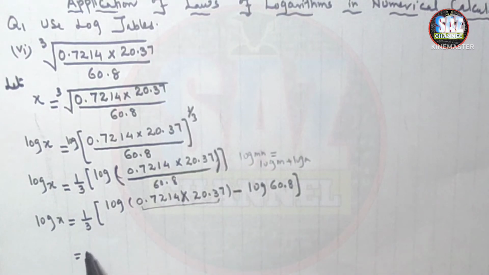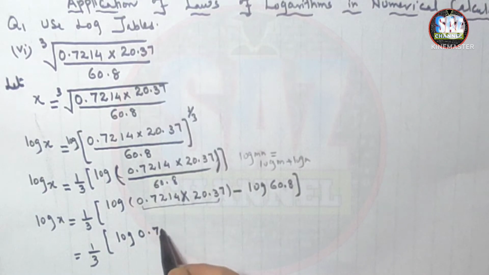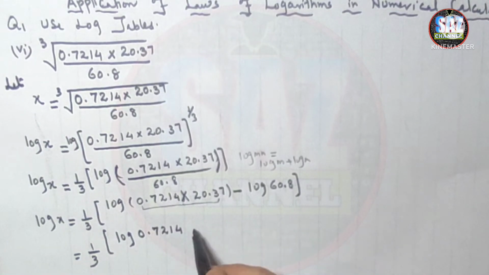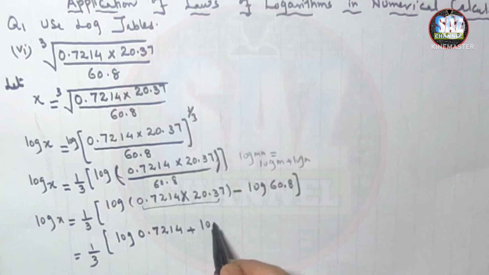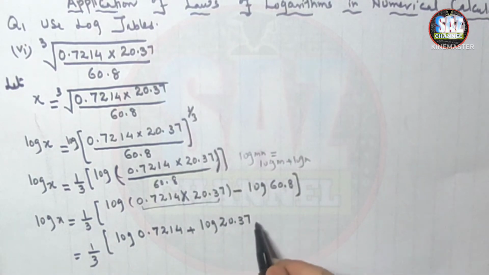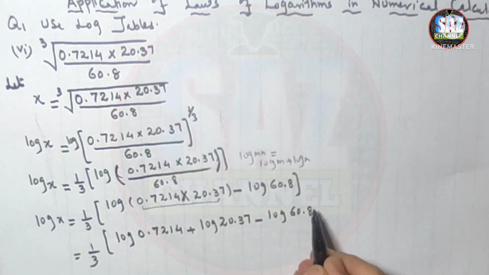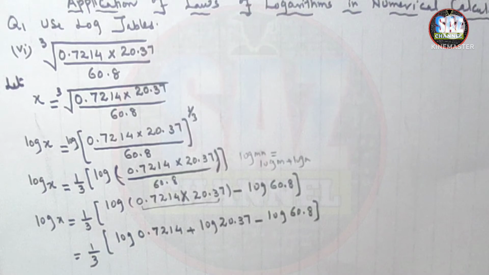So it will become 1 by 3 into log 0.7214 plus log 20.37 and minus log 60.8. So far, students, we have done nothing. We have only applied the laws of log.